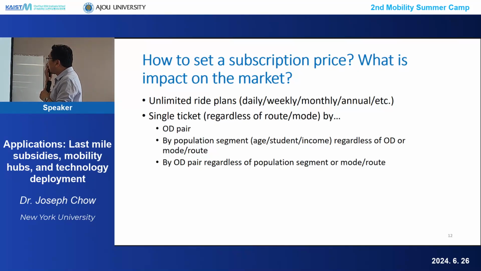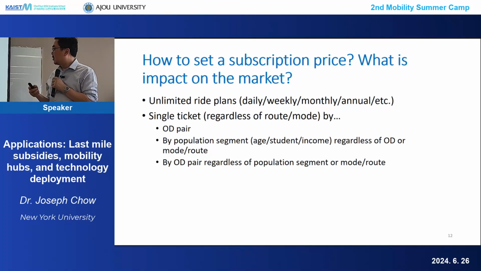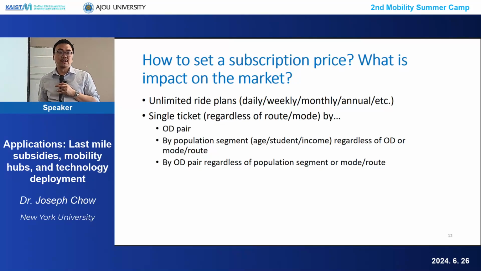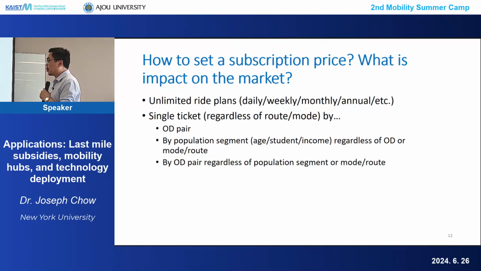The single ticket could be by OD pair. It could be by population segment, right? By age, student, or income, regardless of OD or mode or route. It could also be by OD pair, regardless of population segment or mode or route. Right? So there's a lot of ways you can explore how to operate these and then run the model to see what's the result, to see whether or not there's an improvement in the social welfare or improvement in revenue.